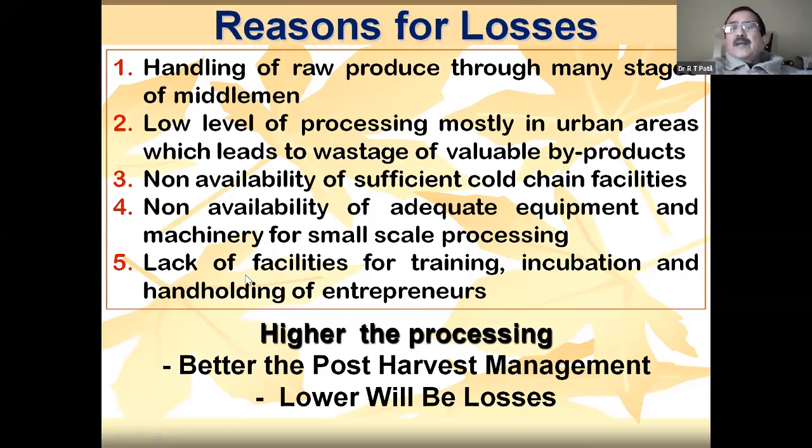Then non-availability of adequate equipment and machinery for small scale processing. That is also one of the drawbacks, because Americans produce only 4 to 5 crops. Europeans also do the same. Whereas we produce hundreds and thousands of crops. When we produce hundreds of crops, every crop has a different requirement of processing, and every crop has a different requirement of processing machine.